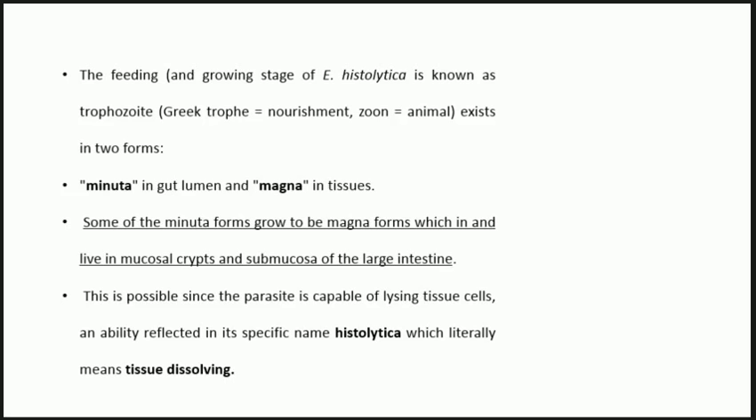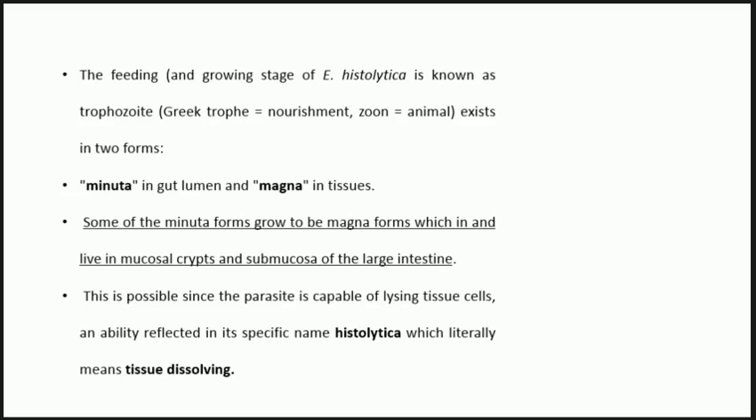Sunlight, if they are dried out, will kill the encysted form, and desiccation or an extended period of time in chlorinated water can also kill them. The parasite is capable of lysing tissue cells. Before encystation, when they are in the magna form, they live in the mucosal crypts and submucosa of the large intestine and start eating those tissue cells.